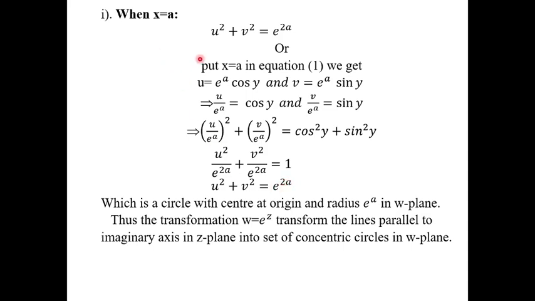Here we take x is equal to a, we get e to the power of 2a. Suppose x is equal to b, then we get e to the power of 2b. Therefore it is in a concentric circle.